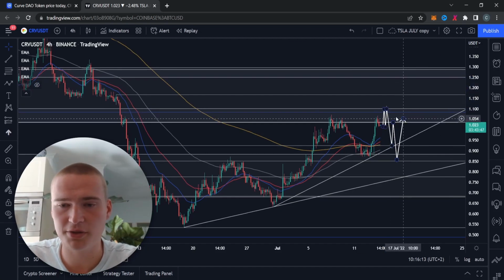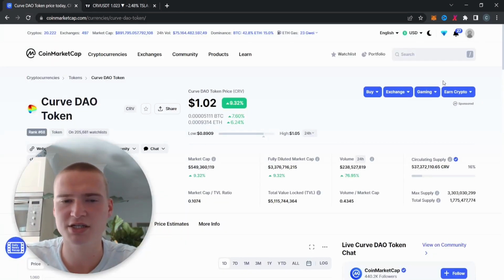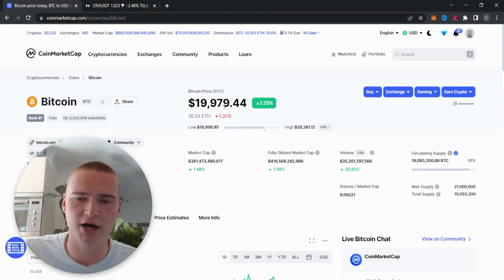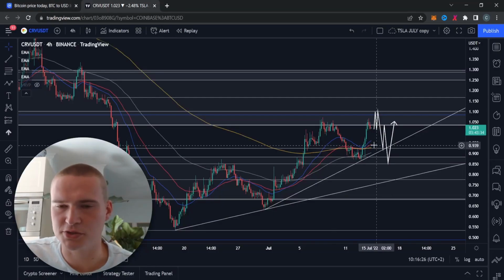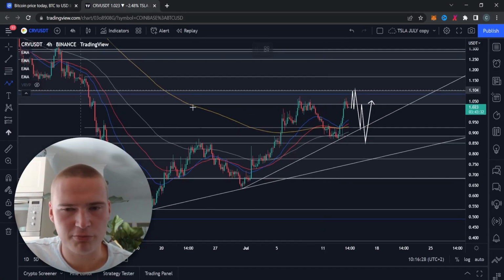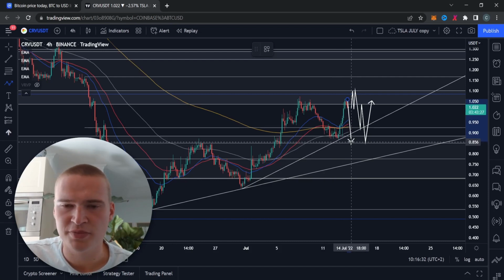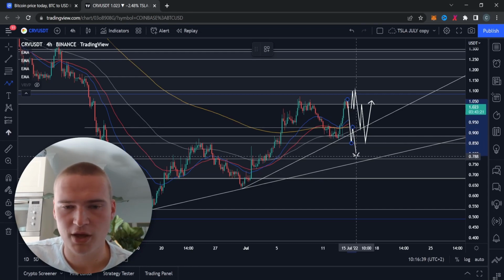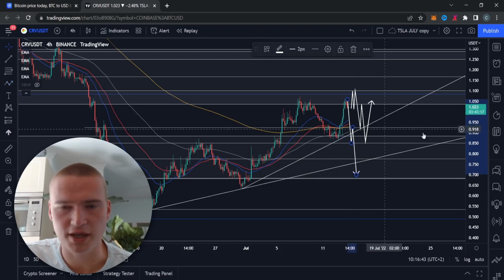But I do want to add that this is my bias, this is my analysis. I think this is the most likely scenario. But I have to add that if Bitcoin actually drops down towards 19,000 again from where we are right now, I think that would be quite a big shock for crypto too. So if something like that would happen, I think Curve is going to drop down immediately towards 85 cents. And if Bitcoin actually gets some sort of a bearish breakout towards 17,000, for example, then I think Curve could fall as low as 70 cents within days.